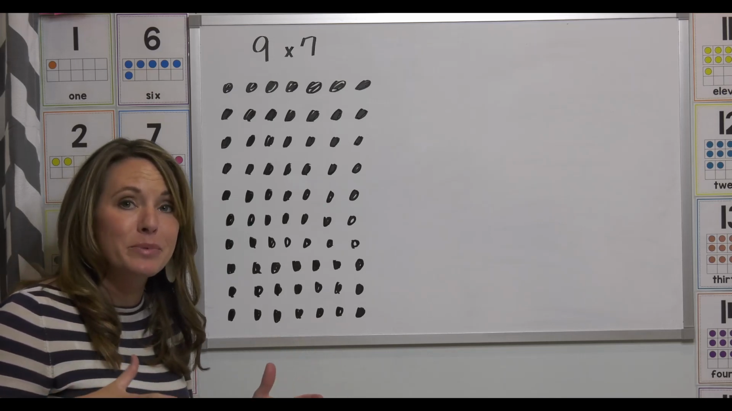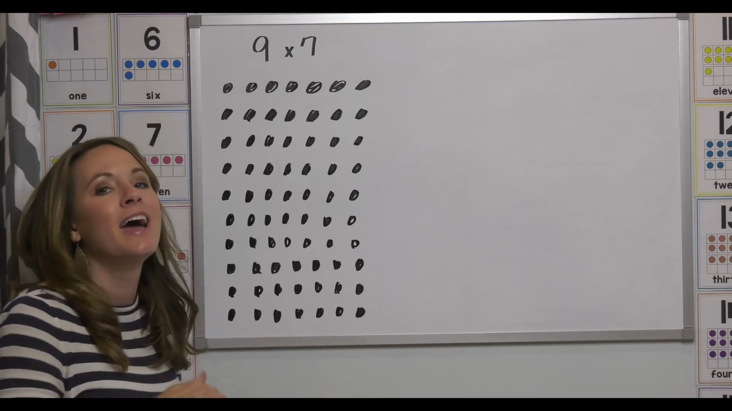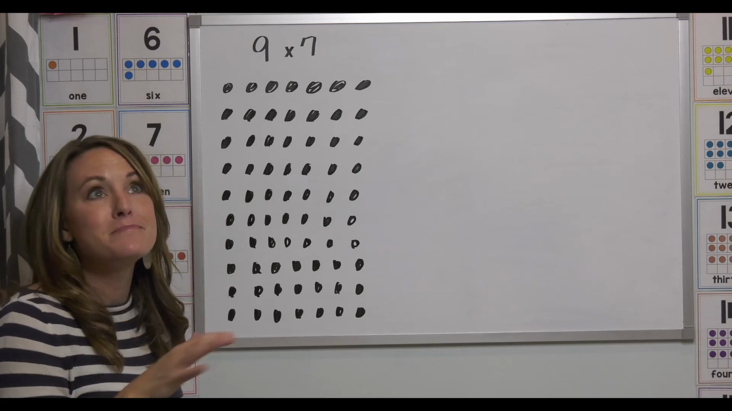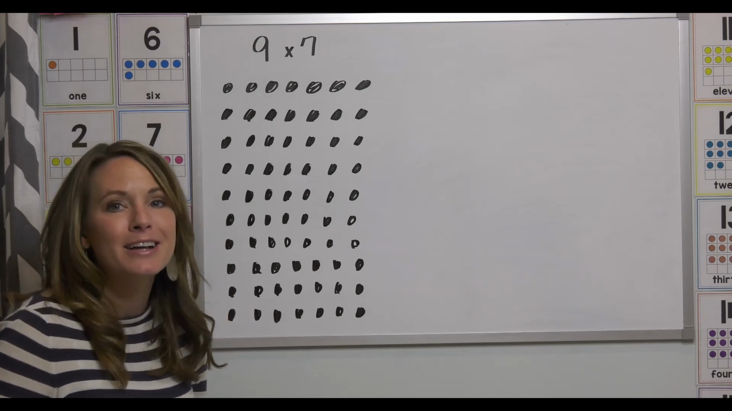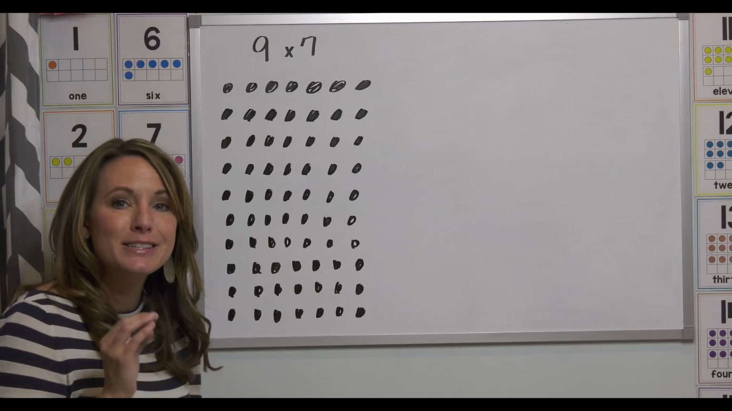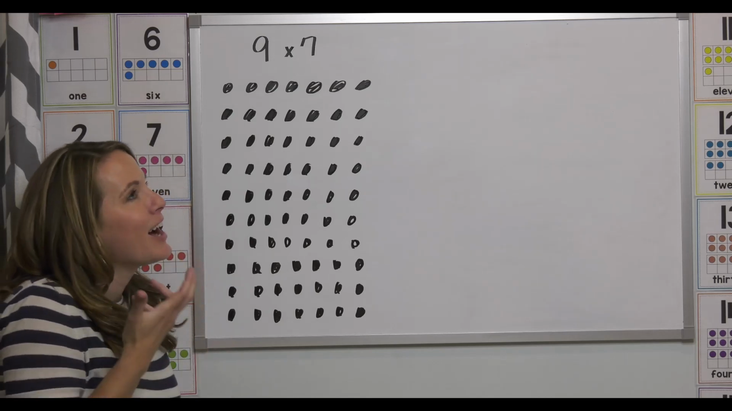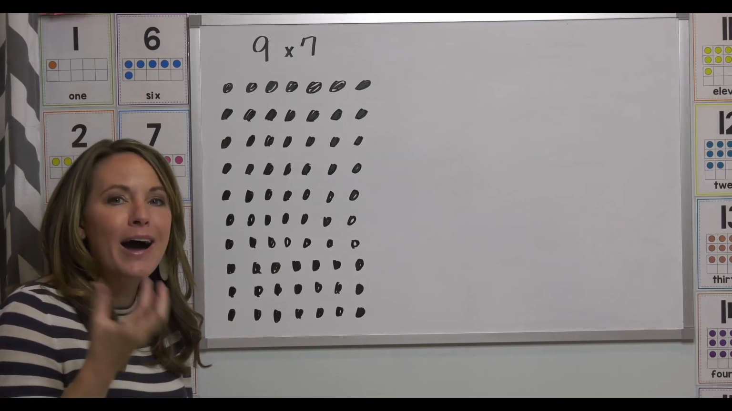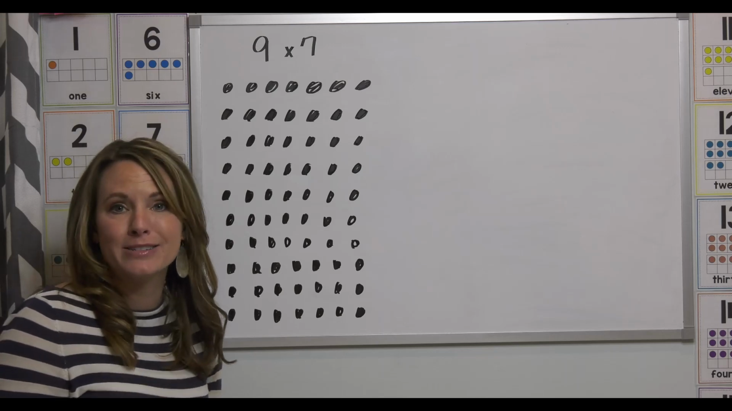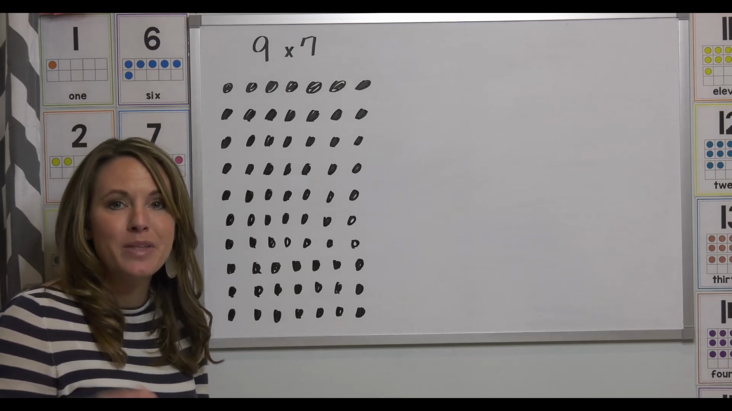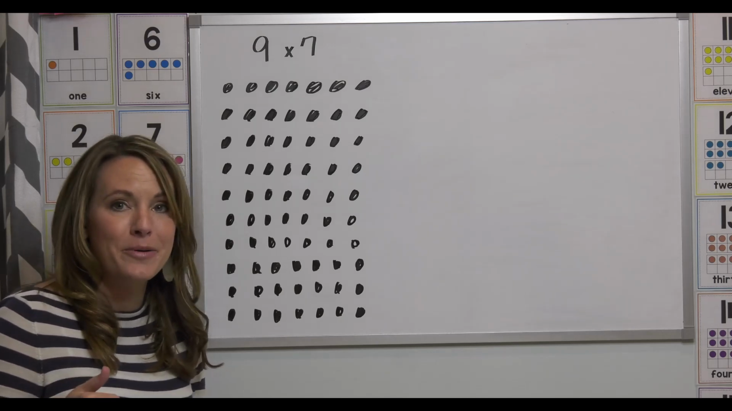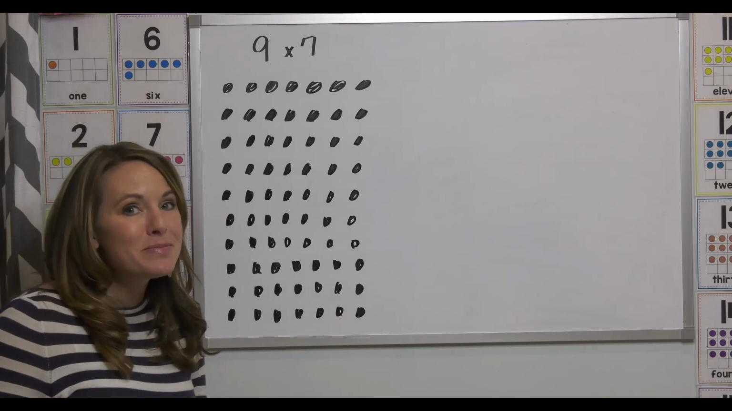If you have some grid paper, I'd love for you to go ahead and draw your rectangle, which will be much faster than drawing dots, and show 10 times 7. And I'd love for you to think about how you might use that fact to find 9 times 7. Pause the video and try it out. Did you come up with something?